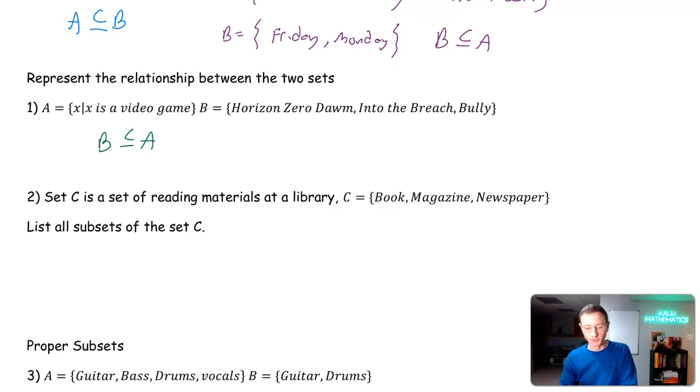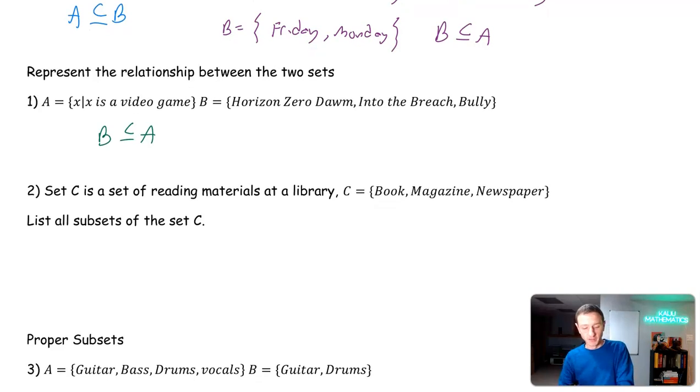Number 2, set C is a set of reading materials at a library. C is equal to book, magazine, and newspaper. List all subsets of C. So all the potential subsets that we could pull out of the set C. The first one would be the set itself. The set itself is a subset. So book, magazine, and newspaper. I'm just going to try to shorthand this as much as possible.